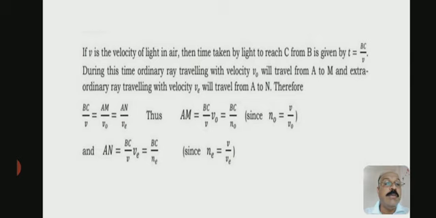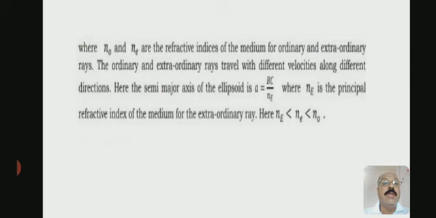Why no have we taken here? So no is the refractive index of the ordinary ray. It is v divided by vo. And AN = (BC/v) × ve = BC/ne. Similarly, ne is the refractive index of the extraordinary ray, equal to v/ve. Here no and ne are the refractive indices of the medium for ordinary and extraordinary rays.